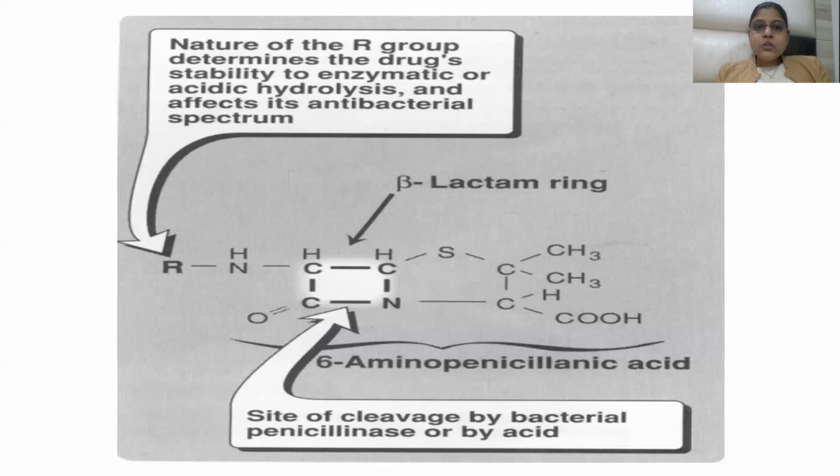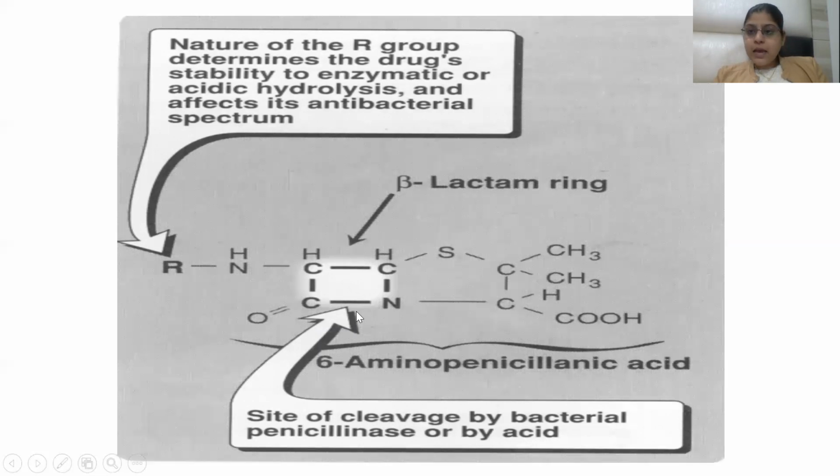Now, the nature of the R group determines the drug's stability to enzymatic or acidic hydrolysis and affects its antibacterial activity. This R group is responsible for its acid lability, and its hydrolysis in the acid. The site of cleavage by bacterial penicillinase or by acid is here. This is the site of cleavage of the penicillinase.